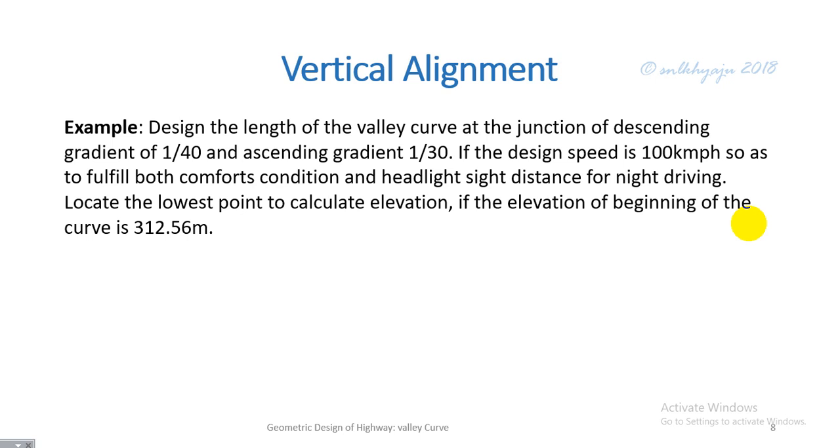If the elevation of the beginning of the valley curve is given, the elevation along the flatter slope is 312.56.